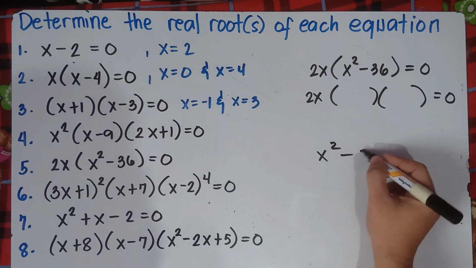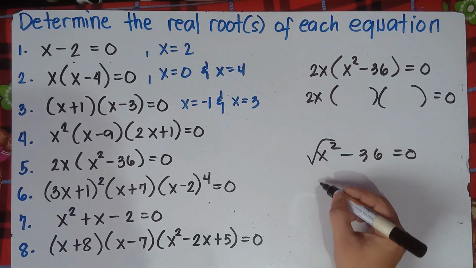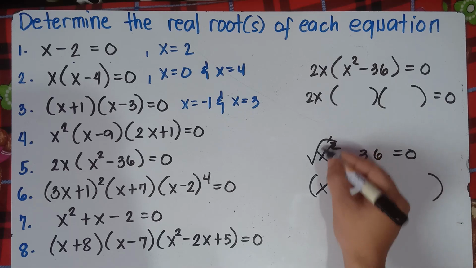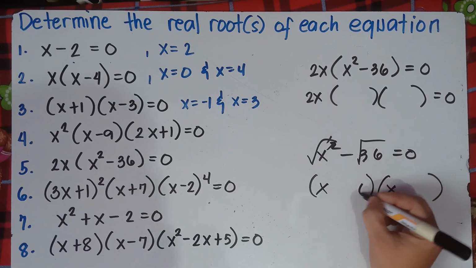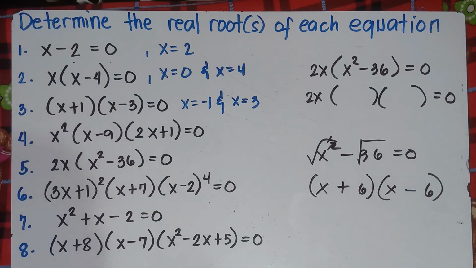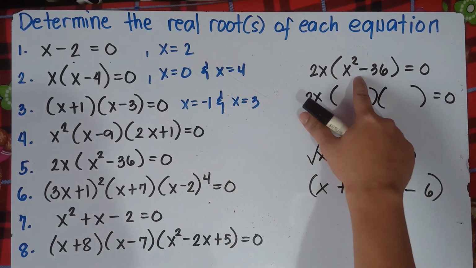So x squared minus 36. Simply get the square root of the first term. Once again, two parentheses. The square root of x squared is x. You get the square root of 36, that is 6. Then you put plus and minus. That's the answer, class. Even if you multiply this using the FOIL method, you will get this answer, class.